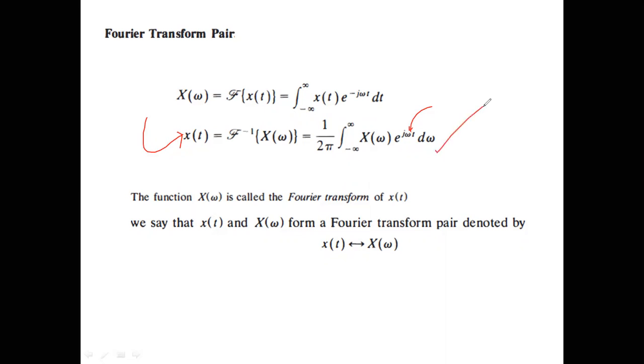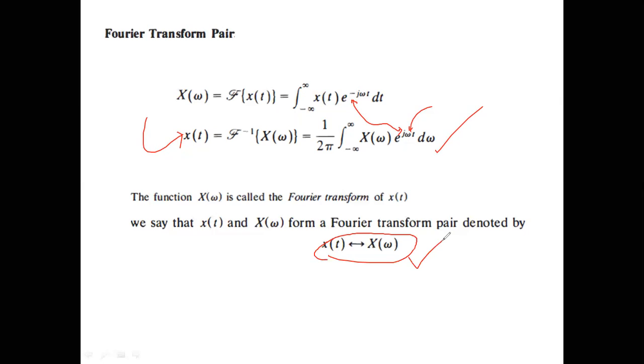This is the formula to get the original signal back. So 1 by 2 pi, integral from minus infinity to infinity, X of omega e to the power j omega t d omega. You can see the change in the signs here. There is a minus sign in the forward transform, whereas in the inverse there is no minus sign. This is how we represent it as the Fourier transform pair.